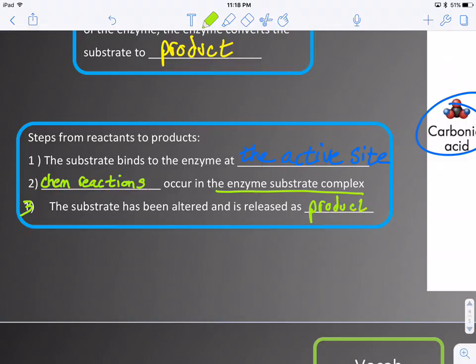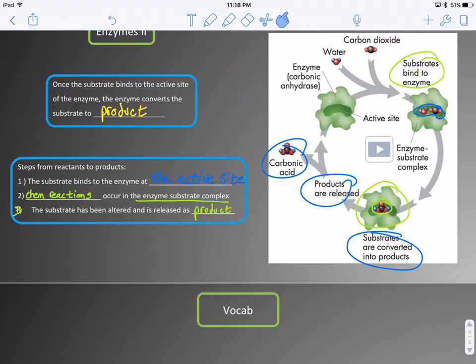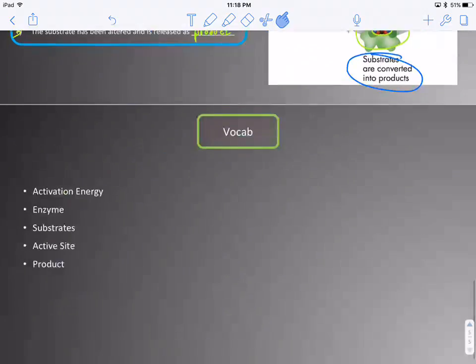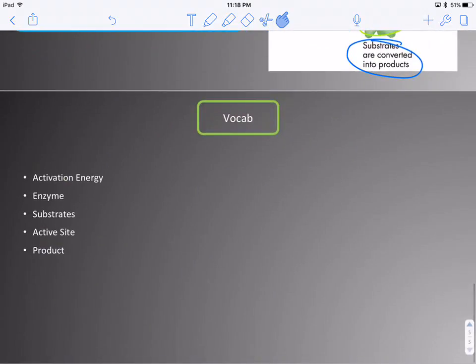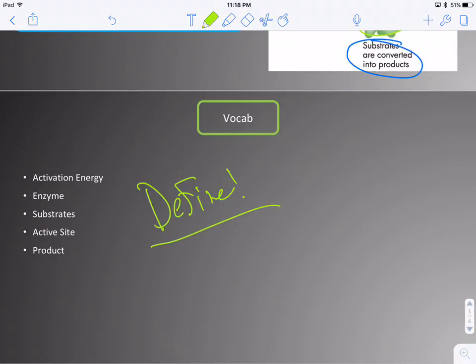Okay? So, really simple lecture today. You guys learned about the substrate, you learned about the active site, you learned about activation energy that is needed to convert the reactant to the product. And remember, reactant is just another word for substrate. And so what I want you guys to do is define these words.